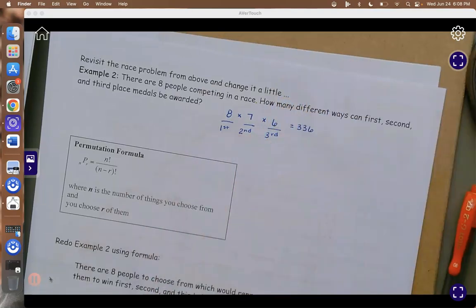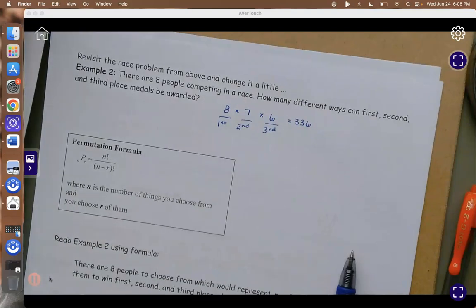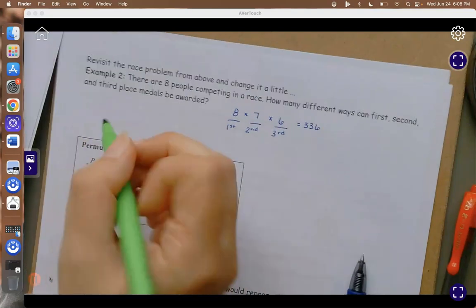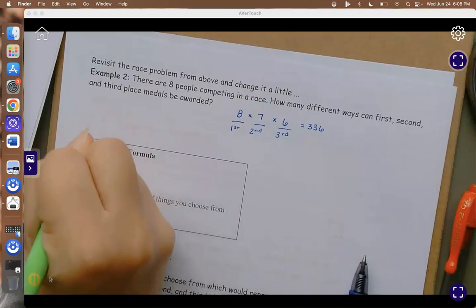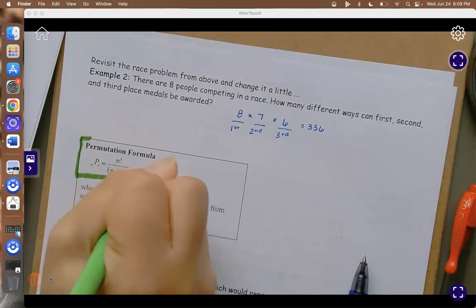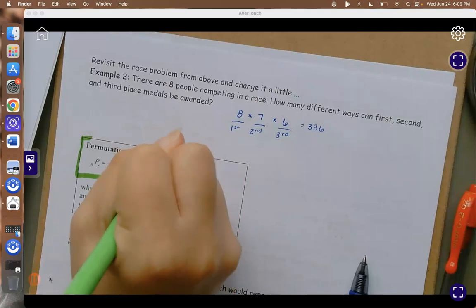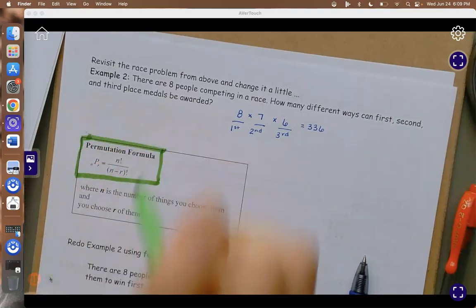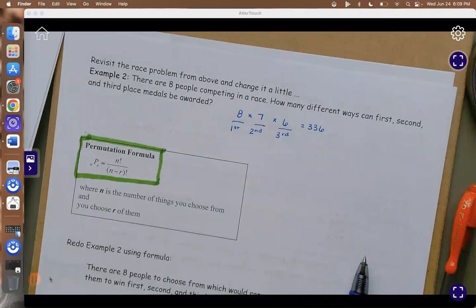Now, there is a permutation formula. We're just going to put a box around it here. N is the number of things you choose, and R, you choose R of them. So N is the total number of people you have, like 8, and R would be the 3 in this case. So let's look at this problem.